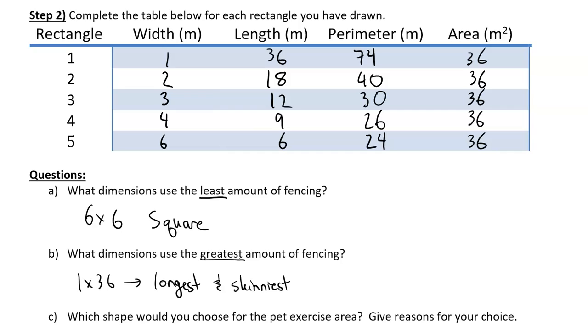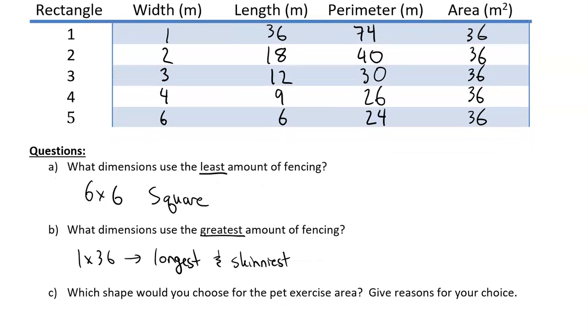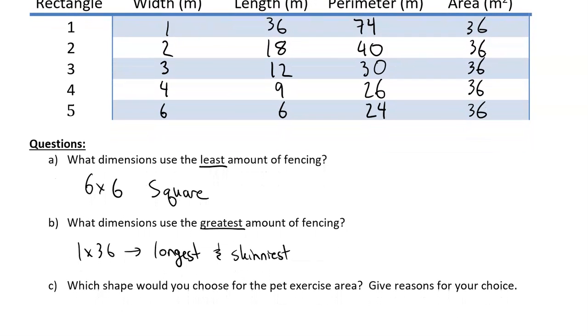That uses the greatest amount of fencing. What shape would you choose for your pet exercise area? Now, if I had you in front of me and we were actually having a conversation around this, some of you would say, I choose the long and skinny one because I want my pet to be able to run very far and back. But here's the thing.